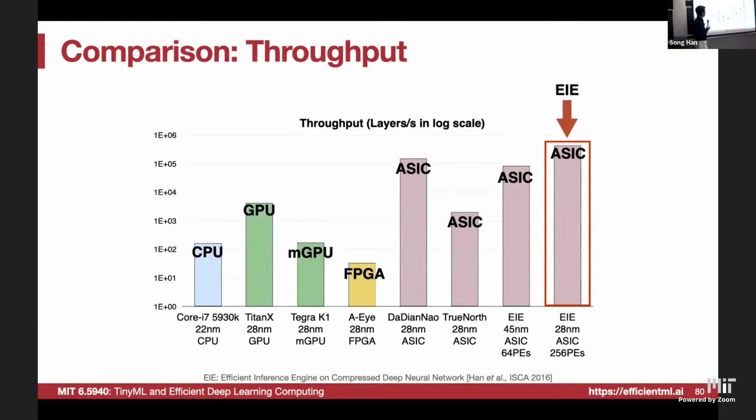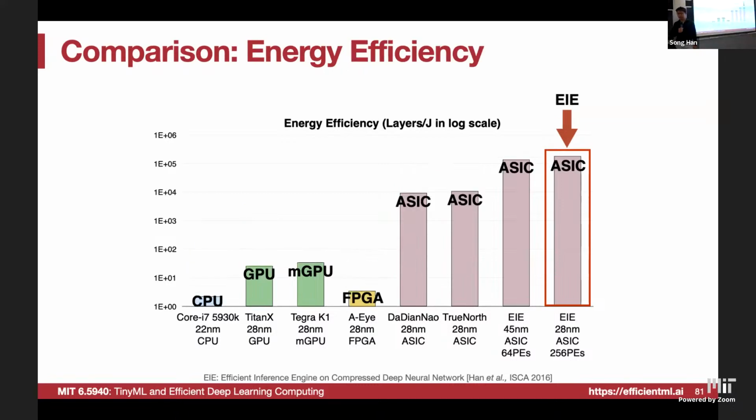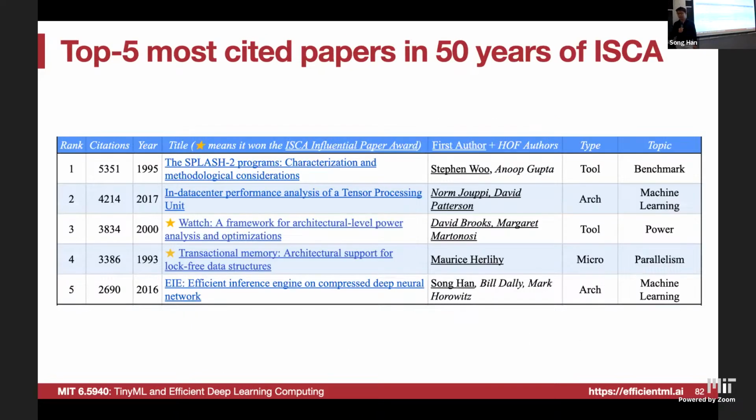So this is showing the throughput, pretty good speed, throughput, and energy efficiency. And actually this paper was listed as one of the top 5 most cited papers in the 50 years of ISCA, which is the International Symposium on Computer Architecture. The first one is in 1995. The 2017 one is the data center performance analysis of TPU.